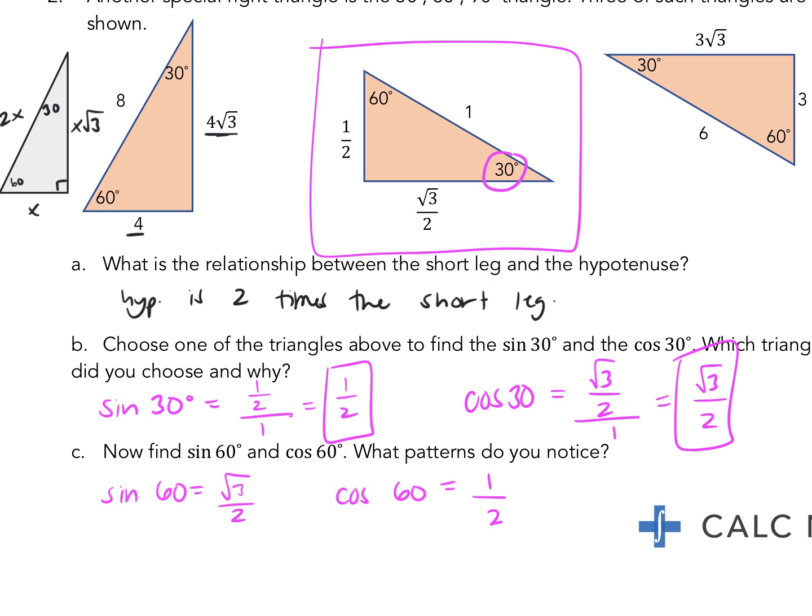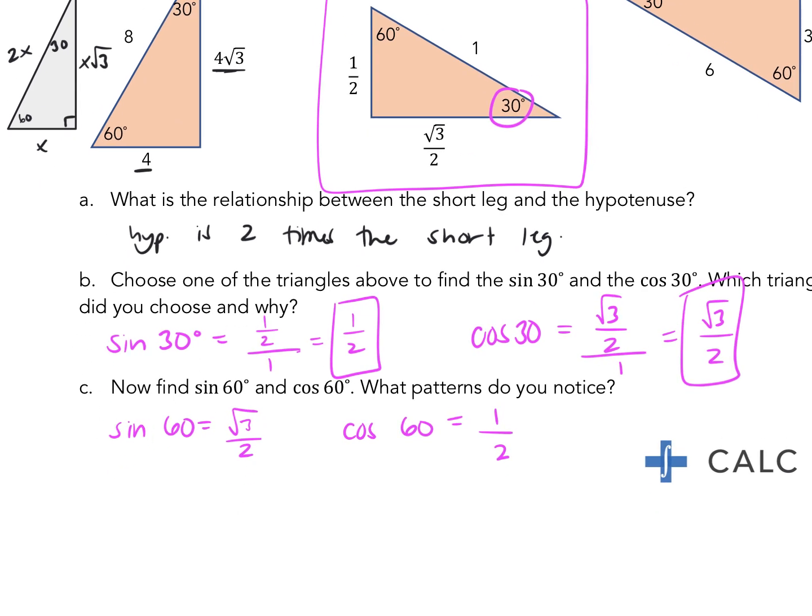Okay, so I've got my sine of 60 and cosine of 60 up there, which should hopefully be what you got. How do these relate with what we just found in B? They flipped, right? So specifically, we could write an equation that says that sine of 30 degrees is the same thing as cosine of 60 degrees, and cosine of 30 degrees is the same as sine of 60 degrees.